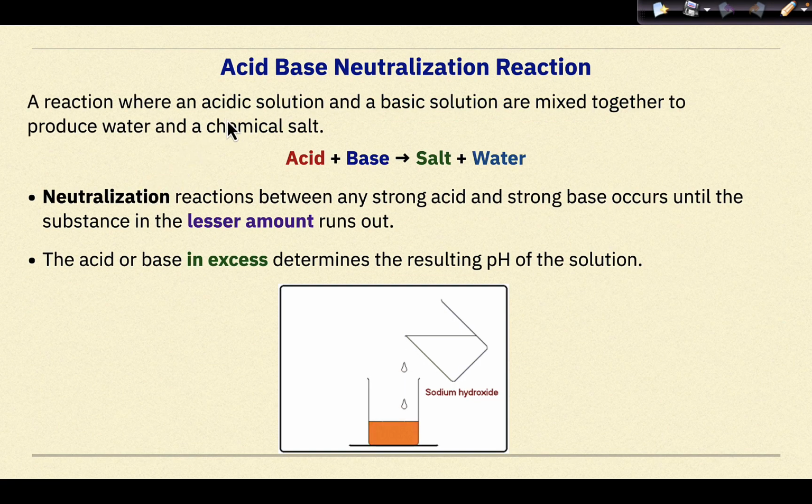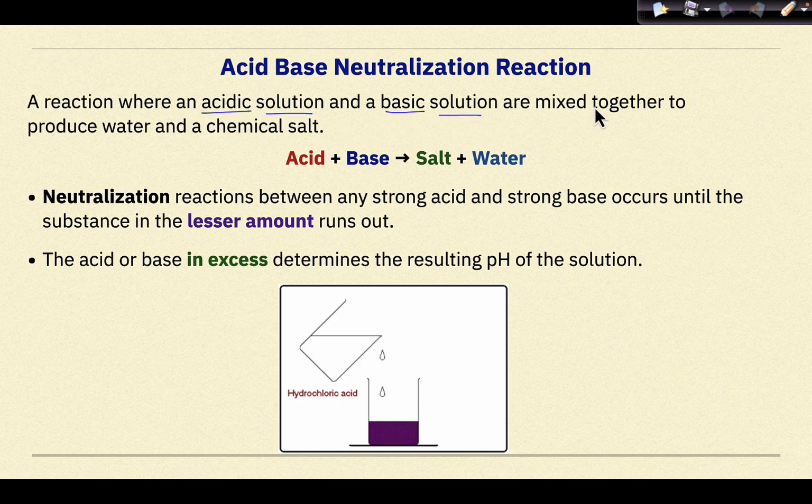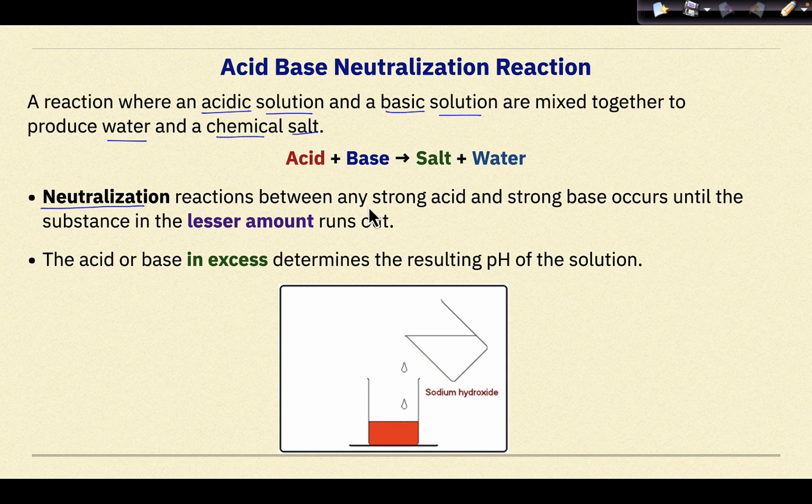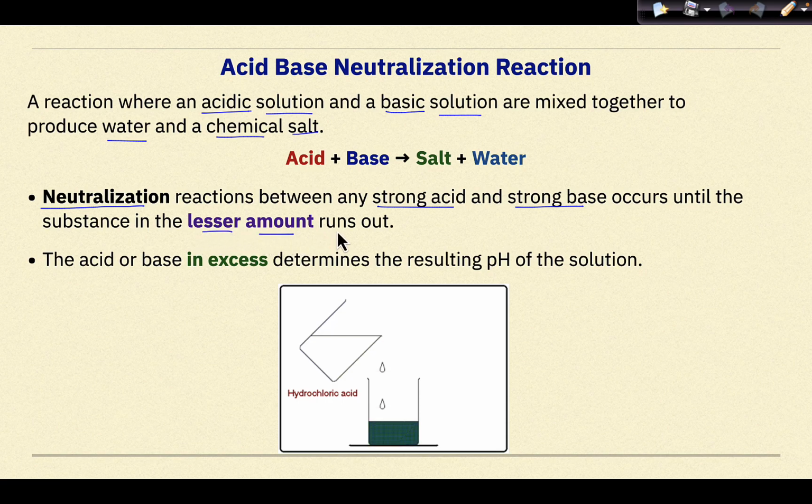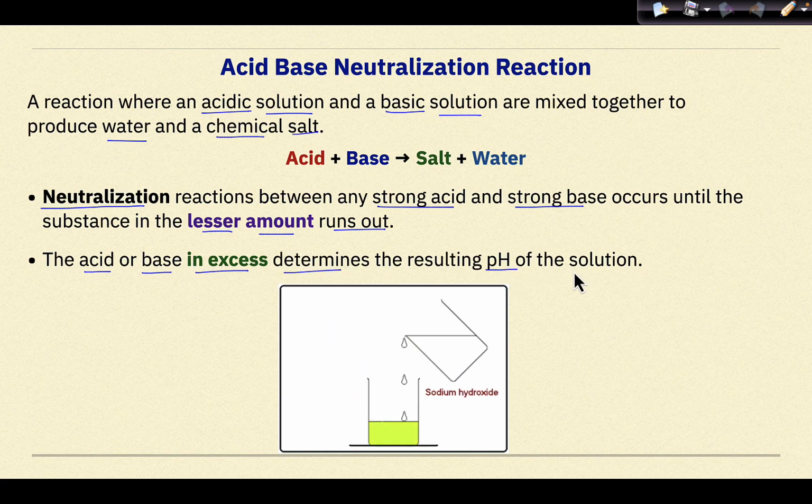An acid-base neutralization reaction is a reaction where an acidic solution and a basic solution are mixed together to produce water and a chemical salt. Neutralization reactions between any strong acid and strong base occur until the substance in the lesser amount runs out. The acid or base in excess determines the resulting pH of the solution.